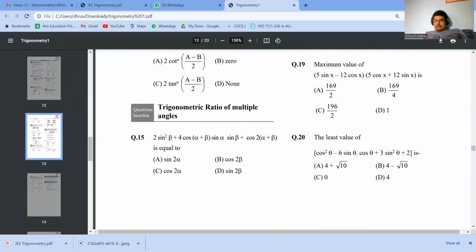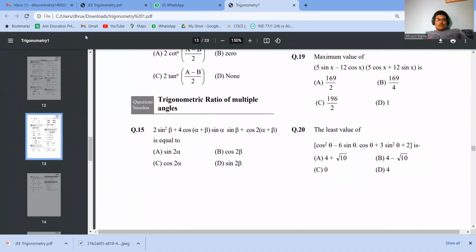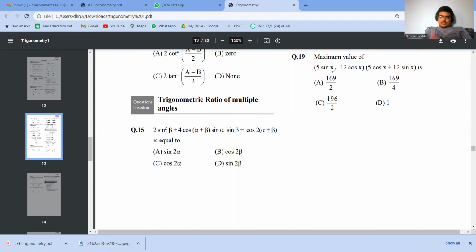These are normal sums. Yeah, we'll take the 19th one also, guys. Check this. It's easy actually. You can tell me the answer very easily. So we have to find the maximum value of this expression: (5 sin x minus 12 cos x) into (5 cos x plus 12 sin x).